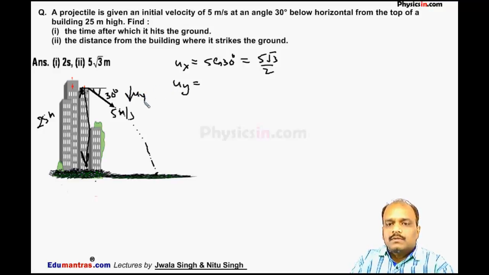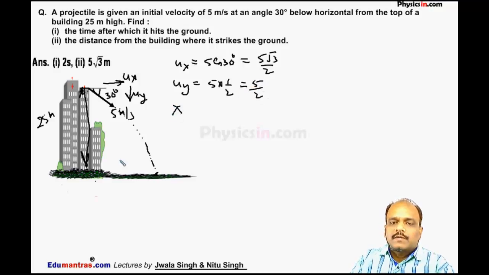This is uy and this is ux. So uy is 5 sin 30. Sin 30 is 1 by 2, so it is 5 by 2 meter per second. The horizontal displacement, let it be x. Let this distance be x. Let the vertical displacement be y. It is given, it is 20.